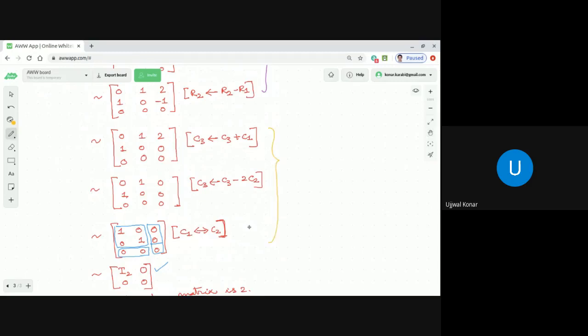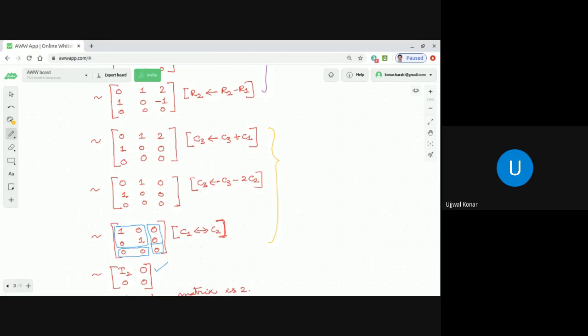Correct? And the objective should be, as I already said several times, to bring the maximum number of zeros, and eventually it should be an identity matrix, and then the rest will be the null matrix. Then the order of that identity matrix should be the rank of the given matrix.